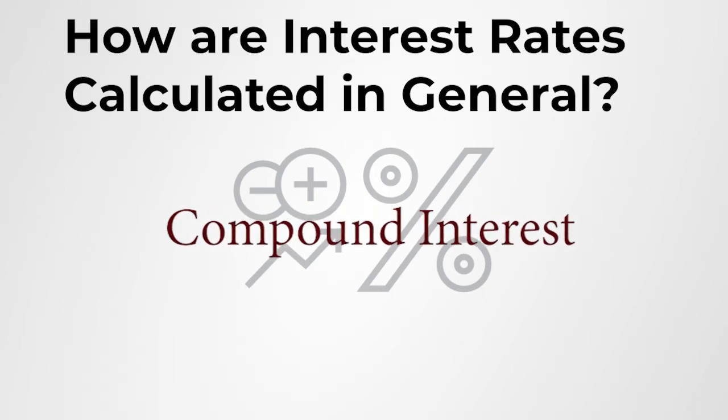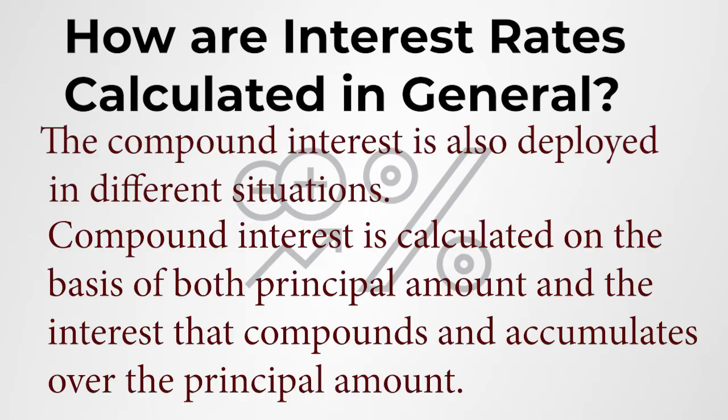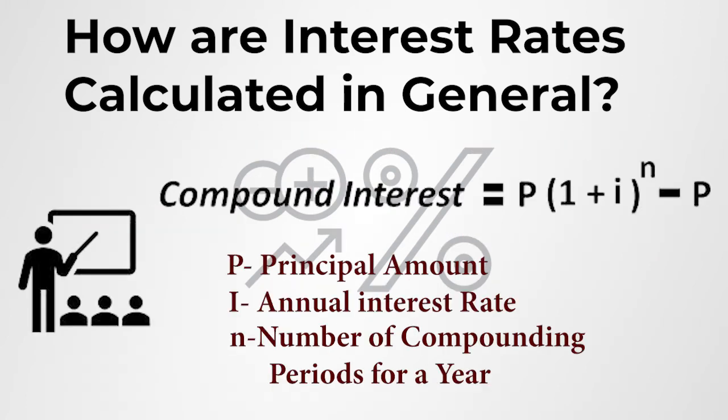The second sort of interest rate is the compound interest. Besides simple interest, the compound interest is also deployed in different situations. Compound interest is calculated on the basis of both principal amount and the interest that compounds and accumulates over the principal amount. The formula for computing compound interest is P into (1 plus I) raised to the power n, minus P, where P is the principal amount, I is the annual interest rate, and n is the number of compounding periods for a year.